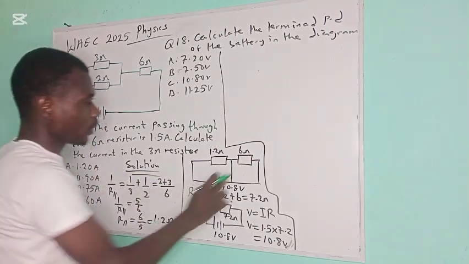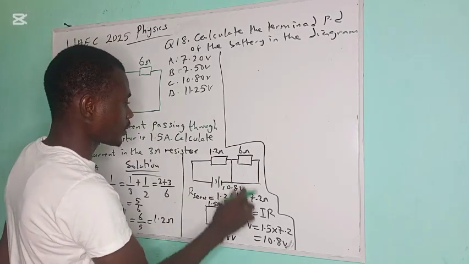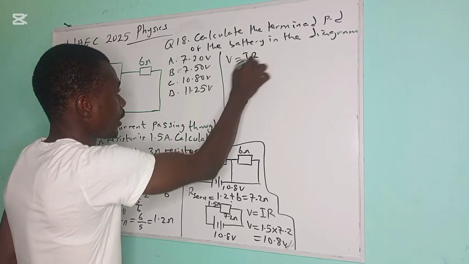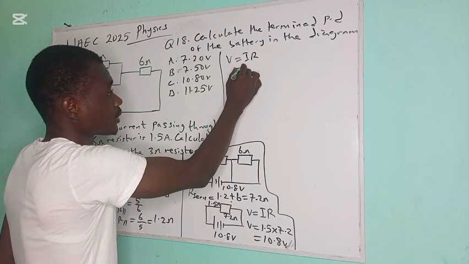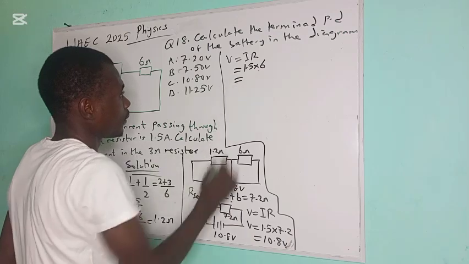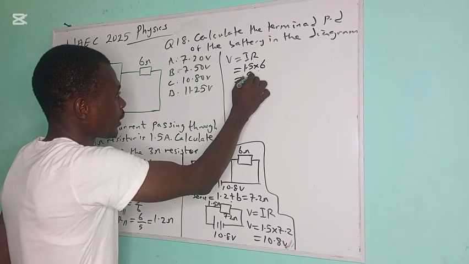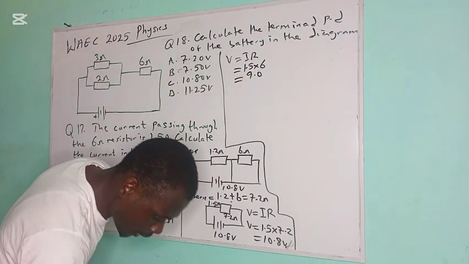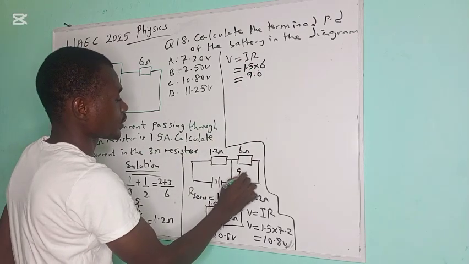So now, what is the PD across the 6 ohms resistor? From here, V is equal to IR. Your current is 1.5 times R, which is 6. By the time you multiply it, that will give you 9 volts. So this place will be 9 volts.